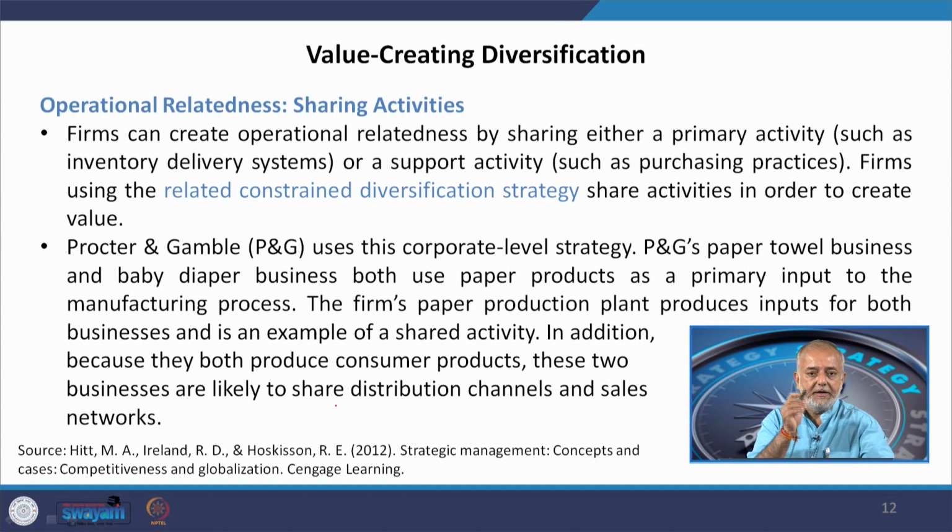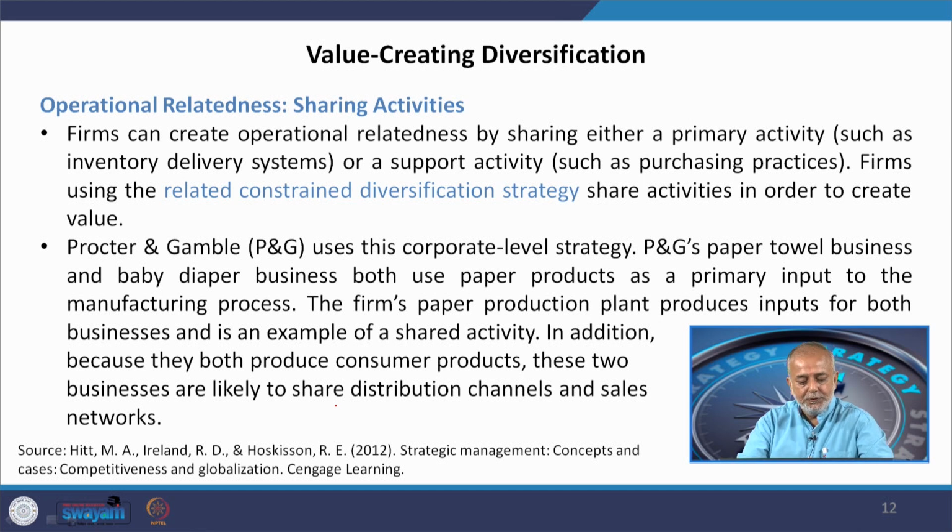Operational relatedness, wherein sharing activities is the key. So, firms can create operational relatedness by sharing either a primary activity such as inventory delivery systems, or a support activity such as purchasing practices. I talked about that. Firms using the related constrained diversification strategy share activities in order to create value. How to maximize the value? The point is that logically, how should I be maximizing the usage of this particular resource which I am having at this kind of a moment?